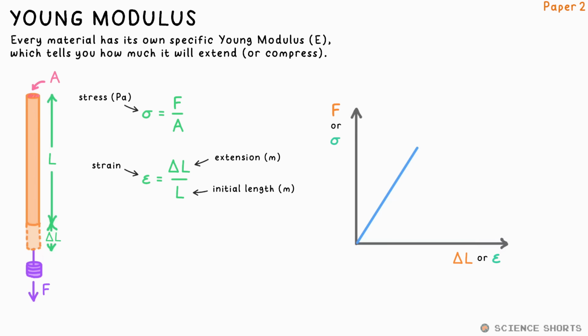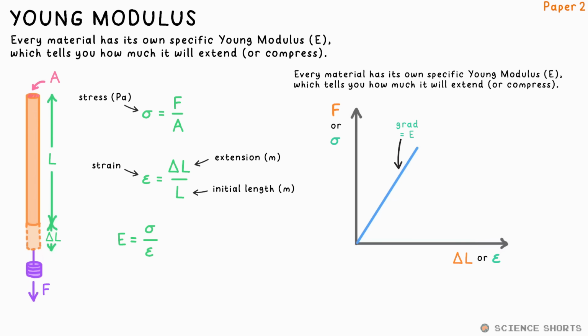Drawing a graph of stress against strain will likely give you a proportional relationship, at least to begin with. The gradient of this graph gives us the Young modulus, which is unique to every material. As strain doesn't have a unit, the Young modulus is also measured in pascals.